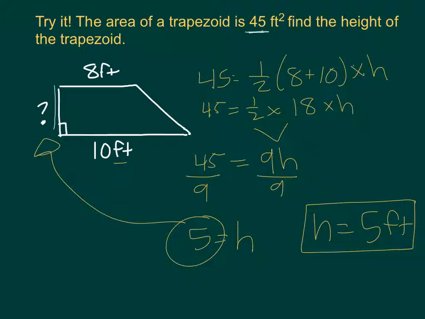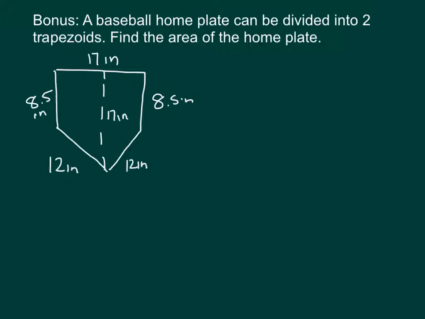Okay. Last problem. Now, I still want you to try it. I could solve it with you, but a baseball home plate. So think of baseball. The plate at home is shaped kind of like this here. It can be divided into 2 trapezoids. Here's the first one. Here's the second one. Find the area of the home plate.